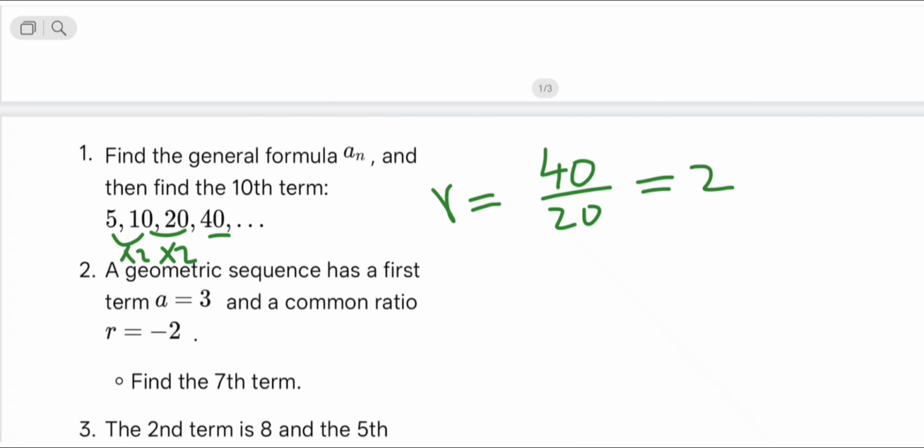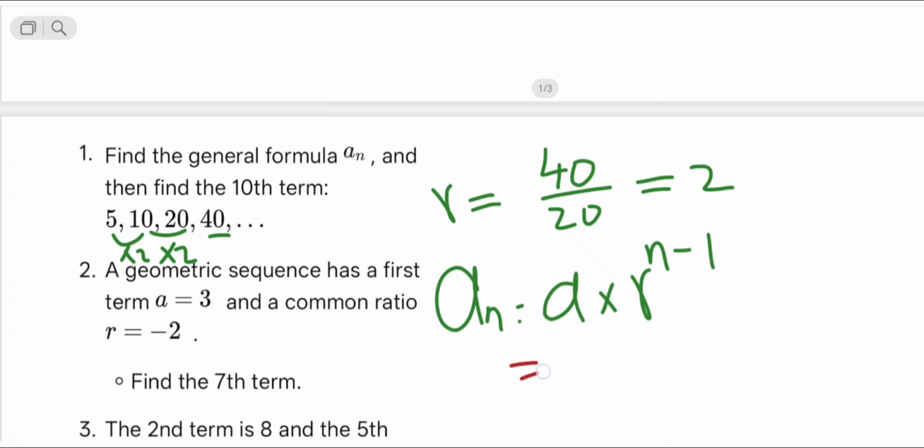Okay. Now we will find the general formula, A n, which is equal to A multiplied by R power n minus 1. So what is A? A is the first term, which is 5, multiplied by R. R is 2, power n minus 1. So this is our general formula.